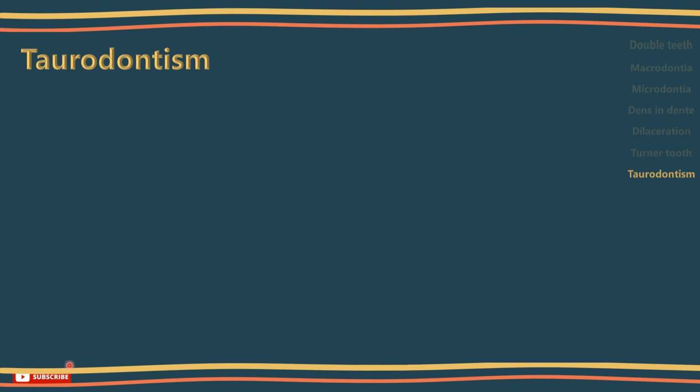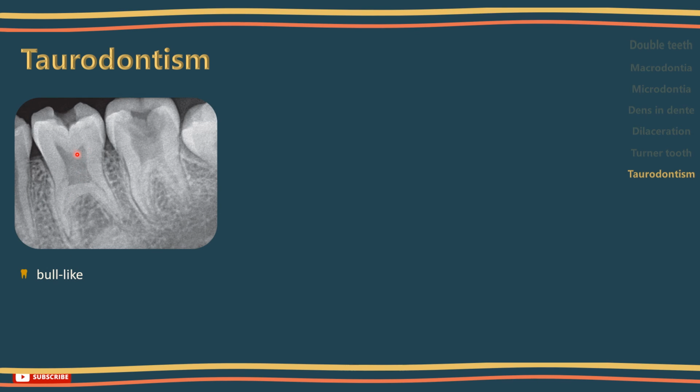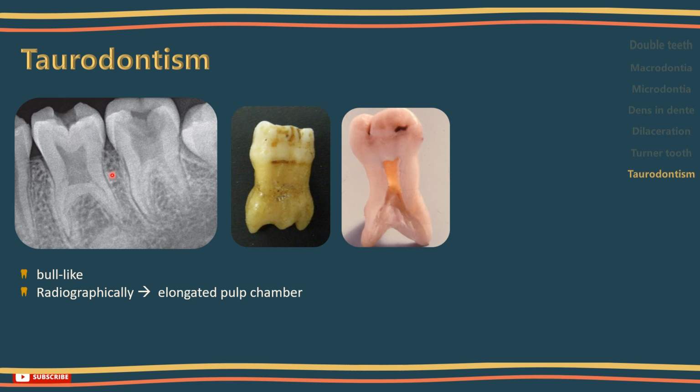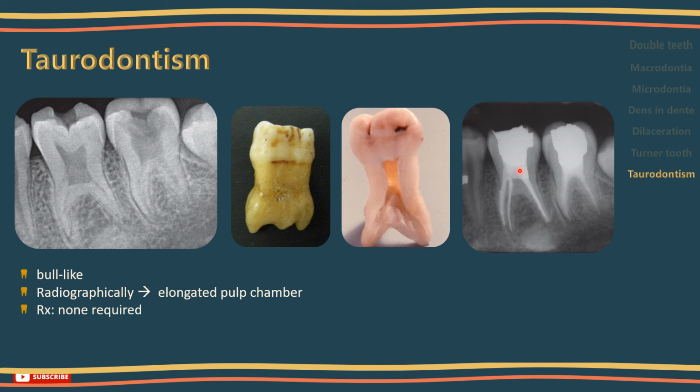Number 7. Taurodontism. Tauro means bull-like. It may occur in some cases of amelogenesis imperfecta. Radiographically, the affected tooth has an elongated pulp chamber that resembles the bull's head. No treatment is required, but in case of endodontic treatment, the treatment may be complicated, so occasionally extraction is indicated.